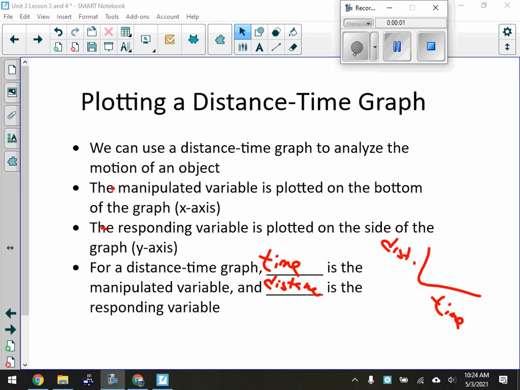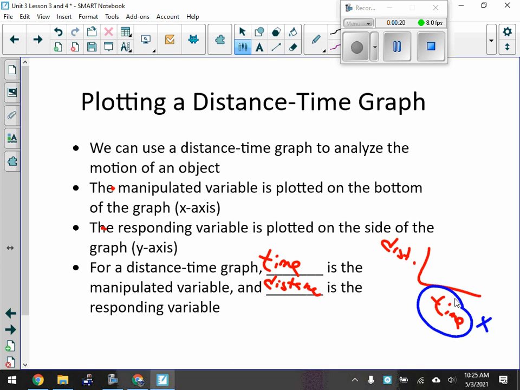Just a little recap here. When we plot a distance time graph, we can use it to analyze the motion of an object. The manipulated variable is plotted on the bottom of the graph, the x-axis. That's your x-axis here. And the y variable, the responding variable, in this case the distance, is plotted on the side of the graph, the y-axis.